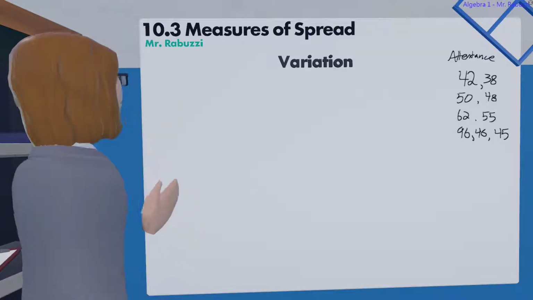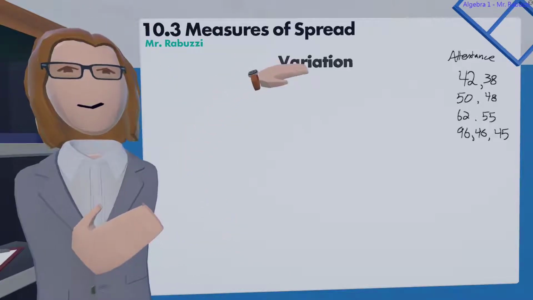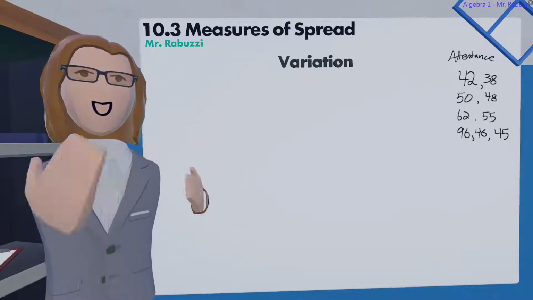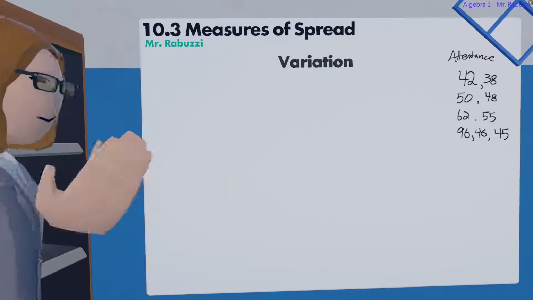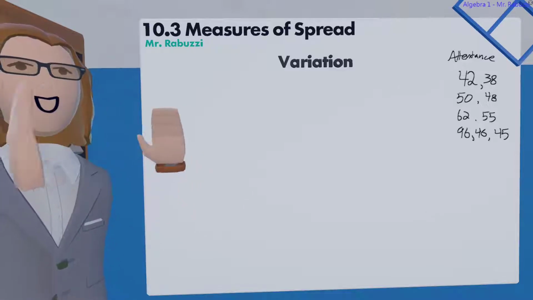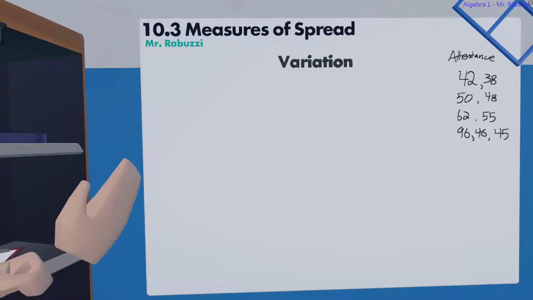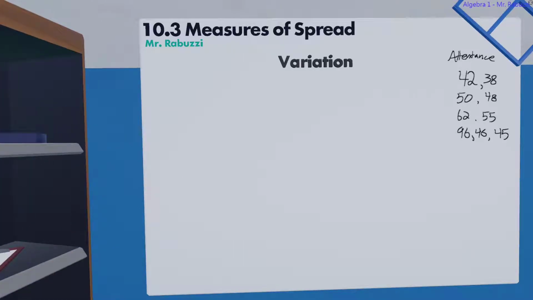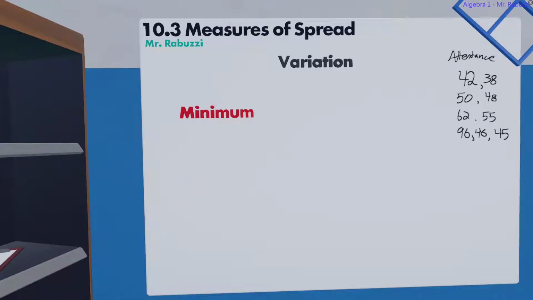The first thing that we're going to talk about, all of this today is talking about variation, right? How far does the data spread from itself? Is all the data very close together, or is it farther apart, and we have to think about why is it farther apart? Okay, so the first thing that we want to talk about with variation is the minimum. This is simple, right? We probably know what minimum means already.